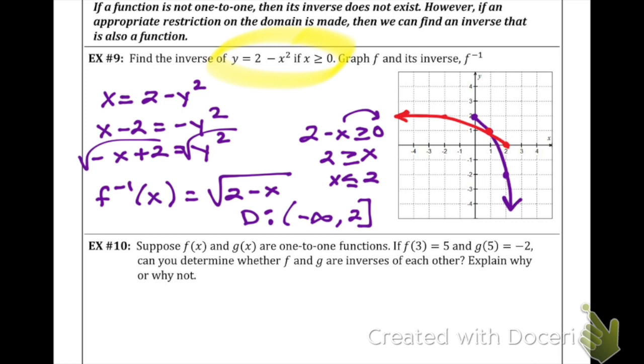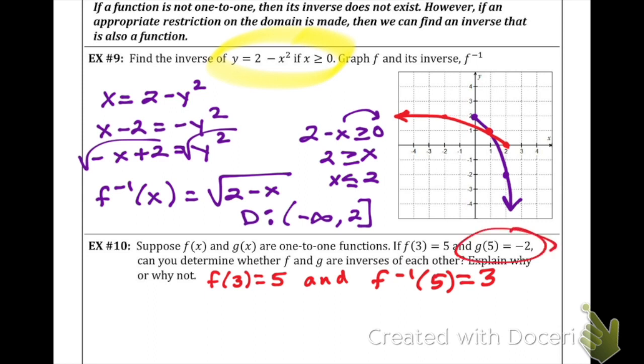All right, last example. Suppose f of x and g of x are one-to-one functions. If f of 3 equals 5 and g of 5 equals negative 2, can you determine whether f and g are inverses of each other? So if f of 3 is equal to 5, then the inverse of 5 should equal 3, right? So if we want to know if g is the inverse, then g of 5 should equal 3, which it does not. So it is not an inverse. All right, that concludes your notes.